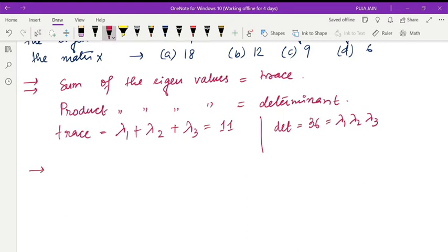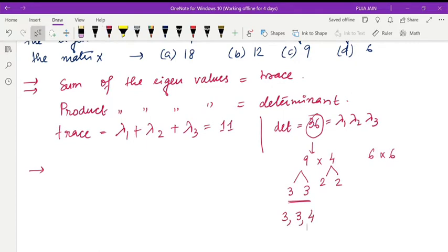You see this 36. How can we get 36? 9 into 4, and we can also get 6 into 6. Now if you see, there are three eigenvalues. If we take 3, 3 and 4, then 3 plus 3 is 6, plus 4 is 10. So this is not valid. And if we take 9 plus 2, that is 13. So this is also not valid.